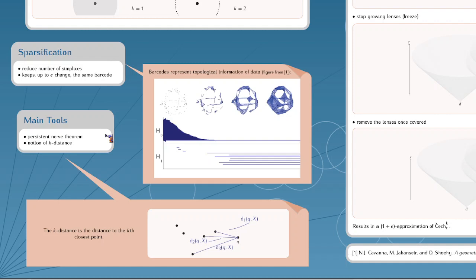And furthermore, we want this new cover to induce fewer simplices, right? So the way we choose to do that is to remove points from the original point set. And in order to choose which points to remove, we use the notion of a k-distance. The k-distance is nothing more than the distance to the k-th closest point. So in this example, if this point Q is outside of the set X, the 1-distance to X is just the distance to its closest point, the 2-distance is the distance to the second closest point, and so on.